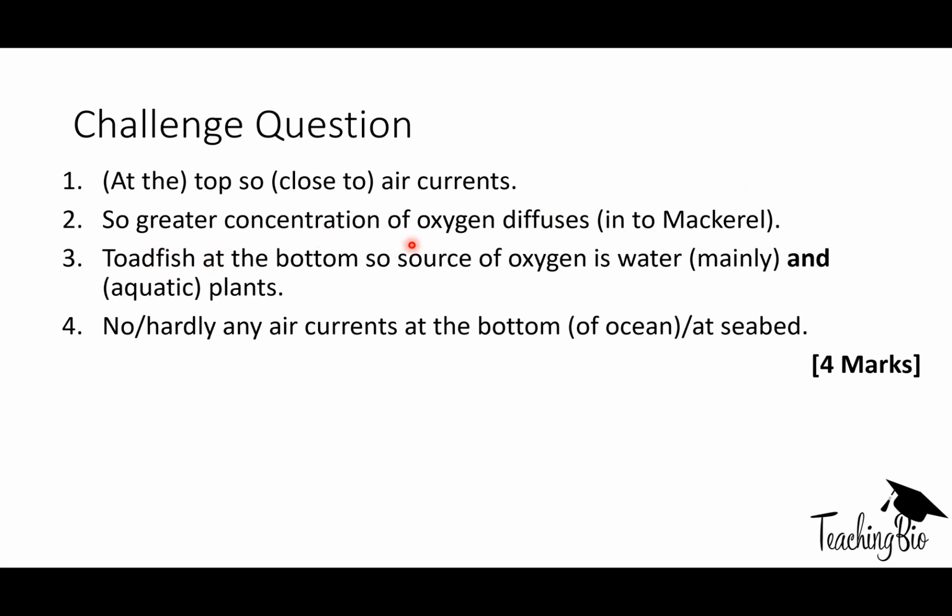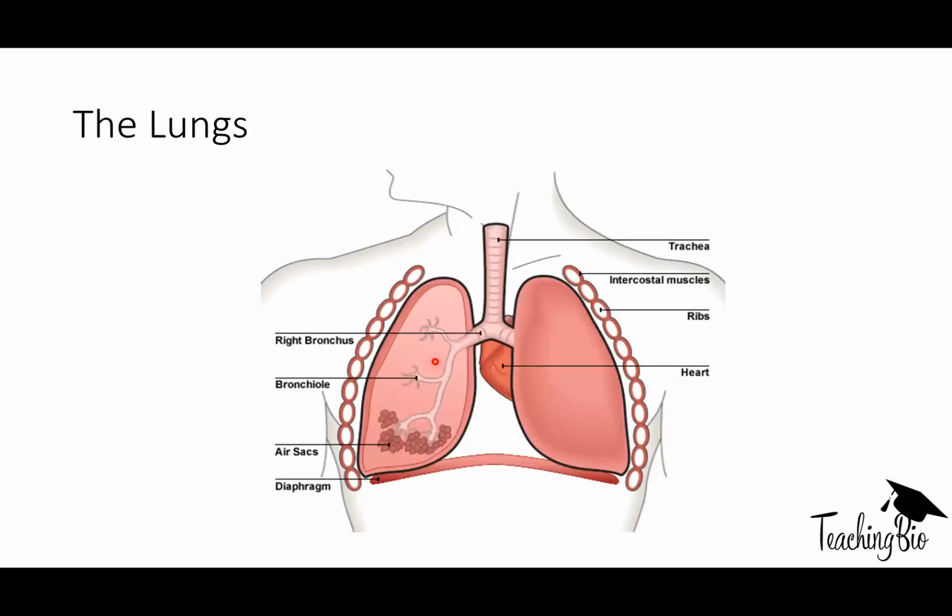Toadfish is at the bottom, so its source of oxygen is mainly limited by the water there, and also by plants. And there's no air currents there, so there's none of this constant supply of oxygen that might be given for the mackerel compared to the toadfish. Okay, so hardly any currents at the bottom. So less oxygen for toadfish, more for mackerel.